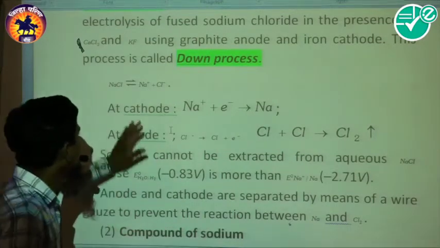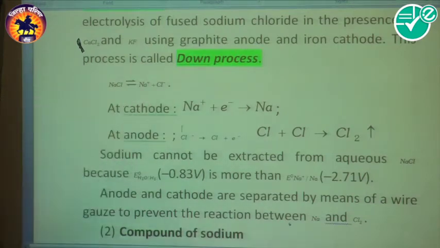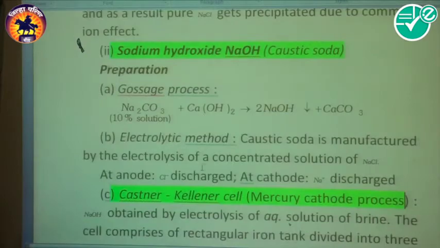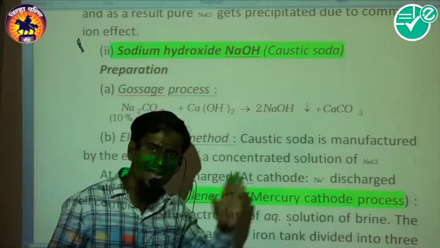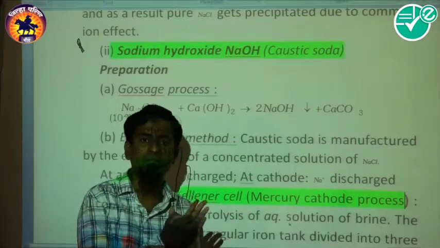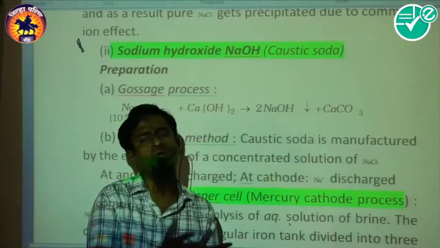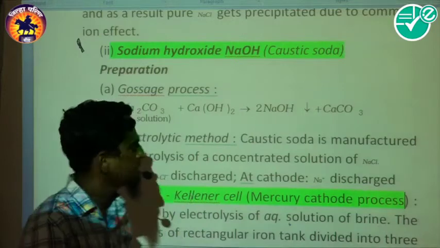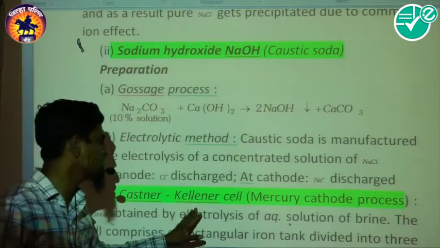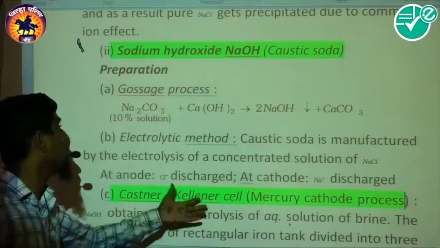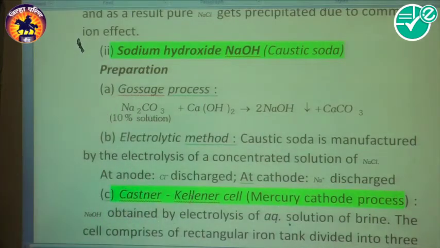What happens in this case is that the cathode is mercury metal. At that cathode, sodium is deposited as amalgam, and you dissolve that sodium amalgam in water and obtain sodium hydroxide. So remember, for the preparation of sodium hydroxide we use the Castner-Kellner process, in which mercury acts as the cathode.